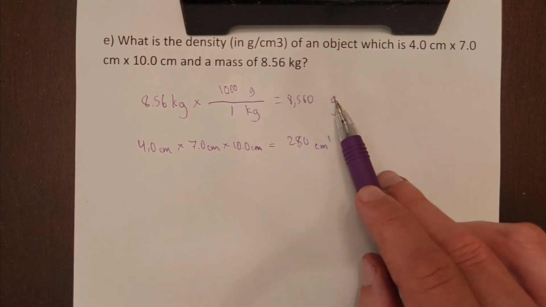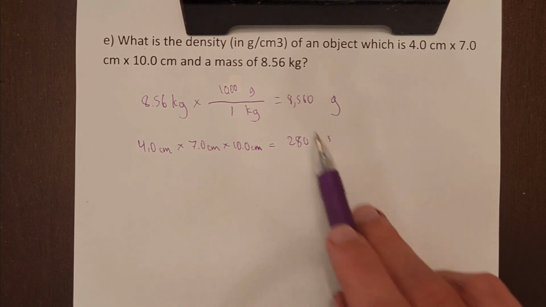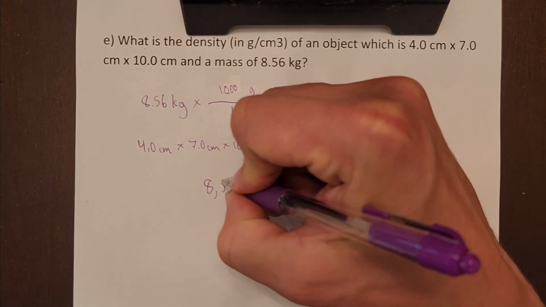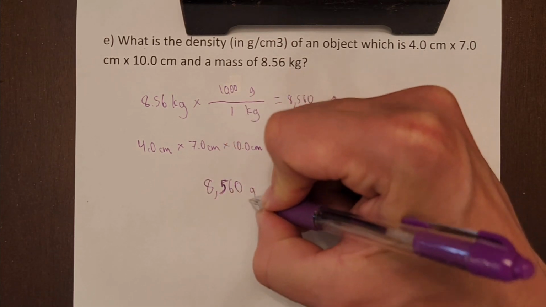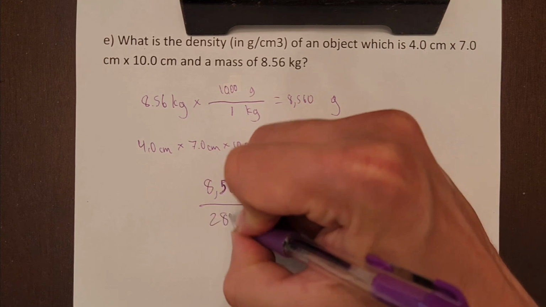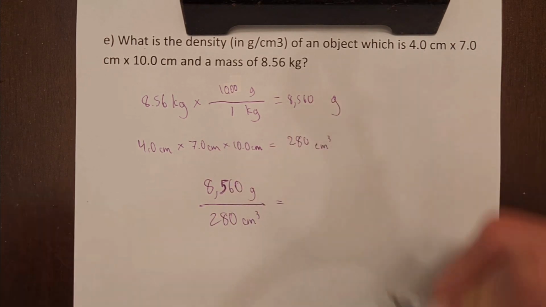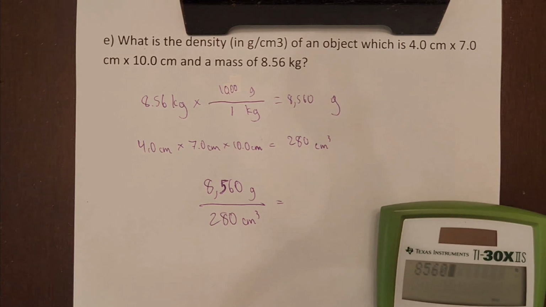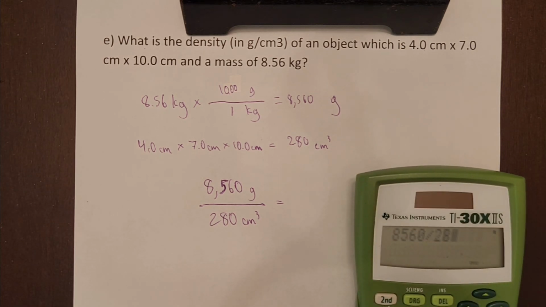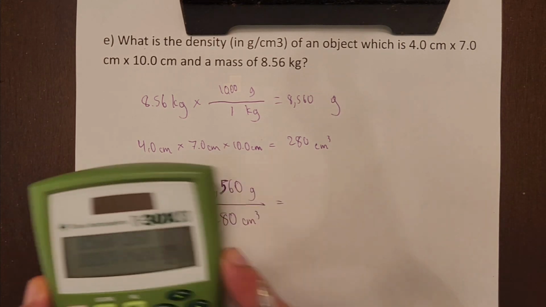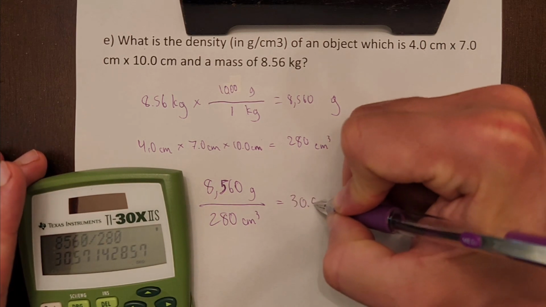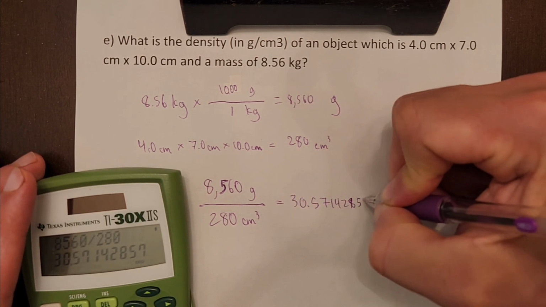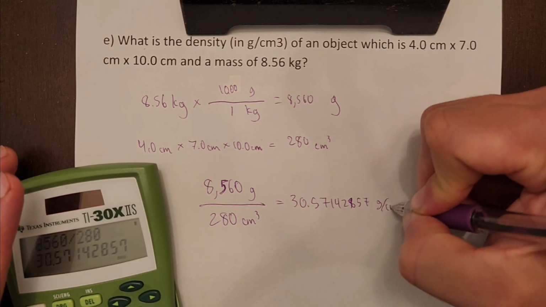Cool. Now I just take the number of grams divided by the number of cubic centimeters in order to get the answer. So 8,560 grams divided by 280 cubic centimeters equals, and then when you do the math, 8,560 divided by 280 is 30.57142857 grams per cubic centimeter.